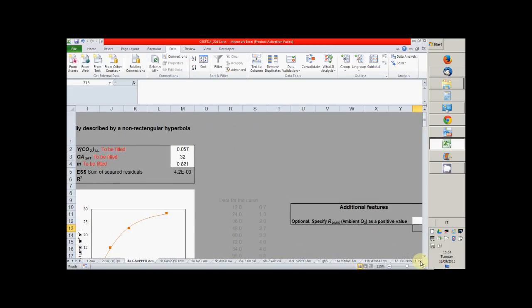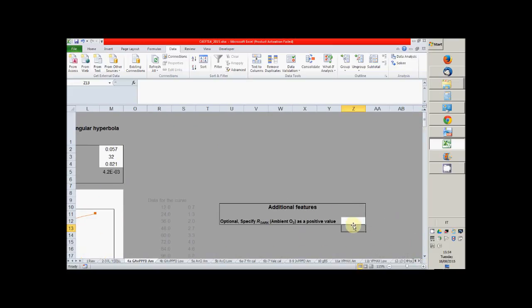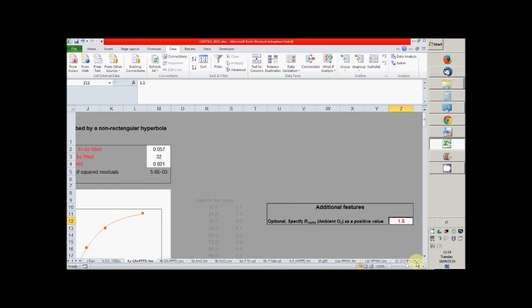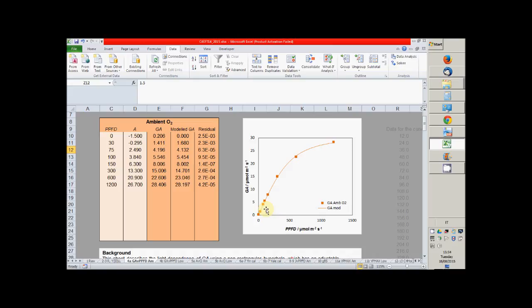In additional features, we can specify whether to use a value for respiration in the dark. If we insert a number here in Z12, the value of respiration in the dark is automatically plotted together with the light curve.